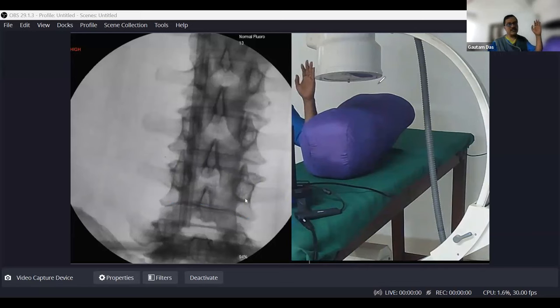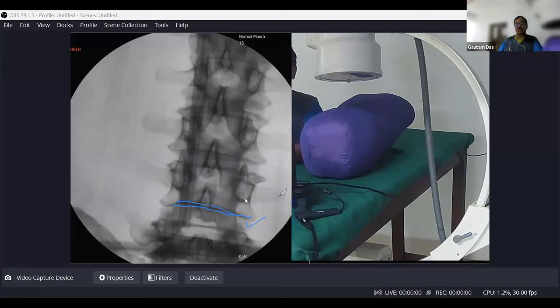If your II is tilted to the caudal side, this side is the caudal side, then you should call it a caudal tilt. And this is known as the cranial tilt. So I made a cranial tilt to make the end plate parallel. So now I am ready to do the procedure at this level.